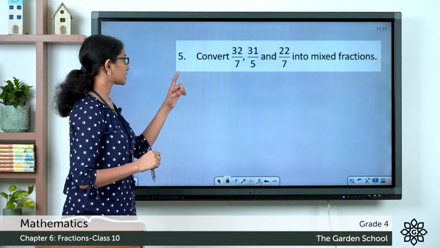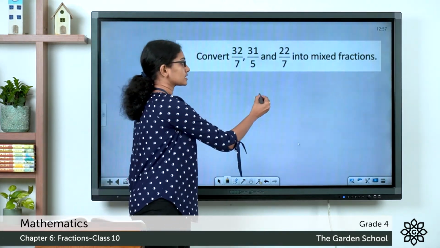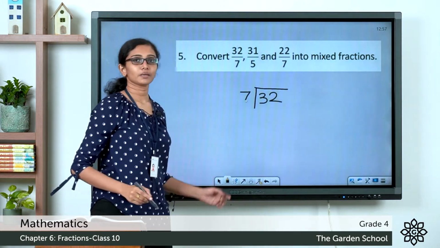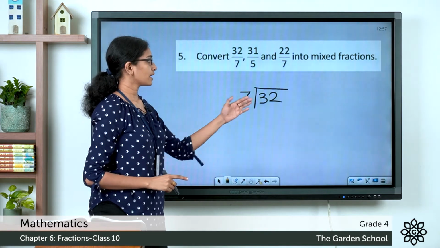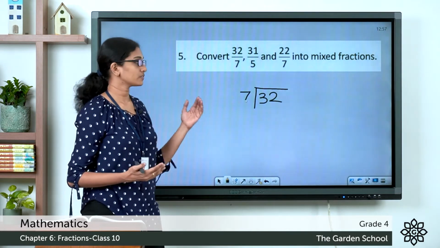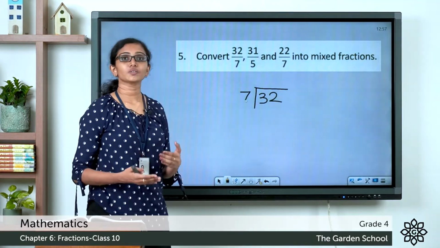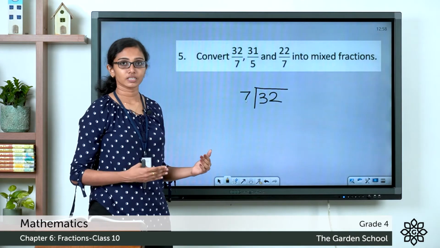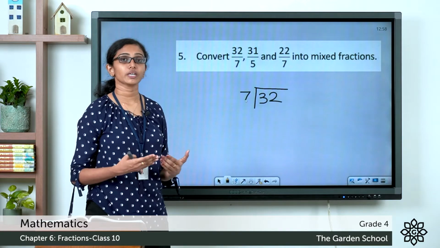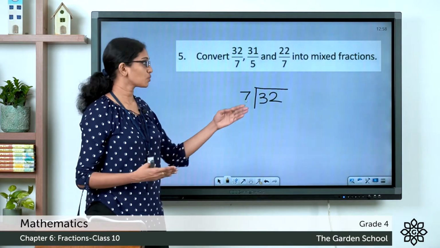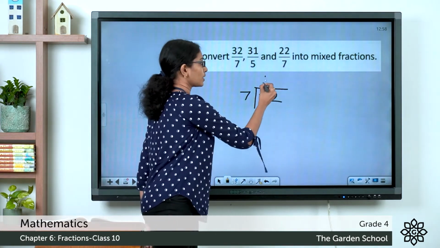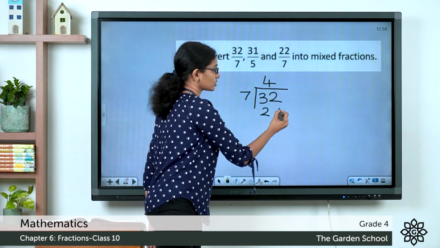Let's see the first question, 32 by 7. The numerator is 32 and the denominator is 7. So let's divide the numerator by the denominator. 32 divided by 7. How many 7s will go in 32? Recite the table of 7 till you reach 32 or just below 32. So 7 1s are 7, 7 2s are 14, 7 3s are 21, 7 4s are 28, but 7 5s are 35, which is more than 32. So let's take 7 4s are 28. Write that 4 here.